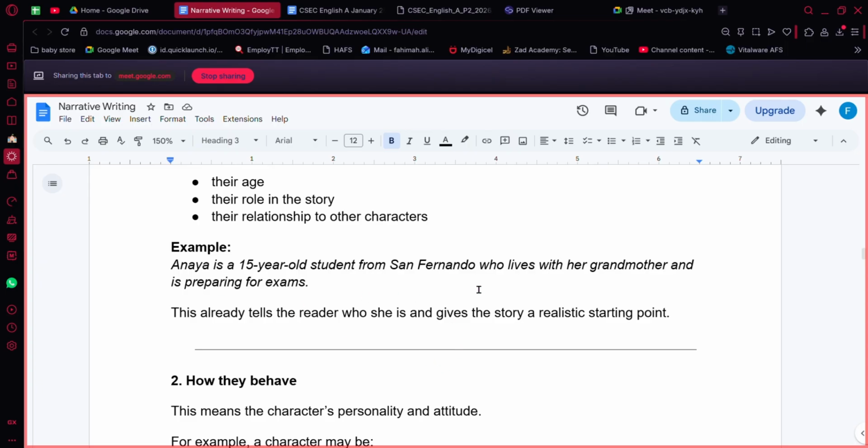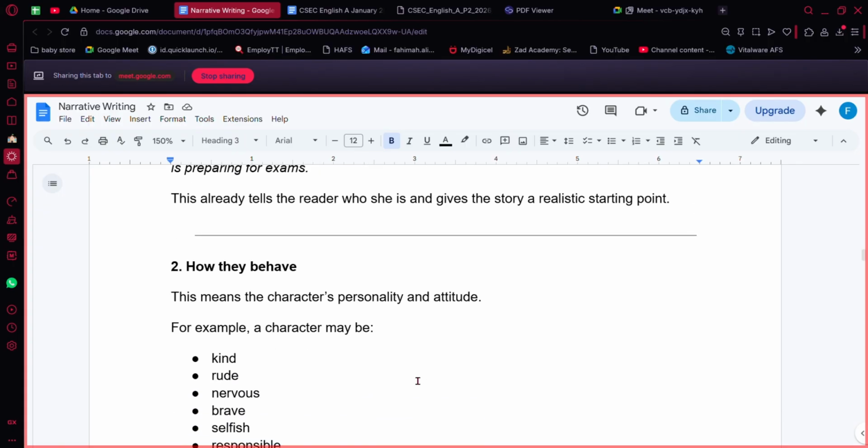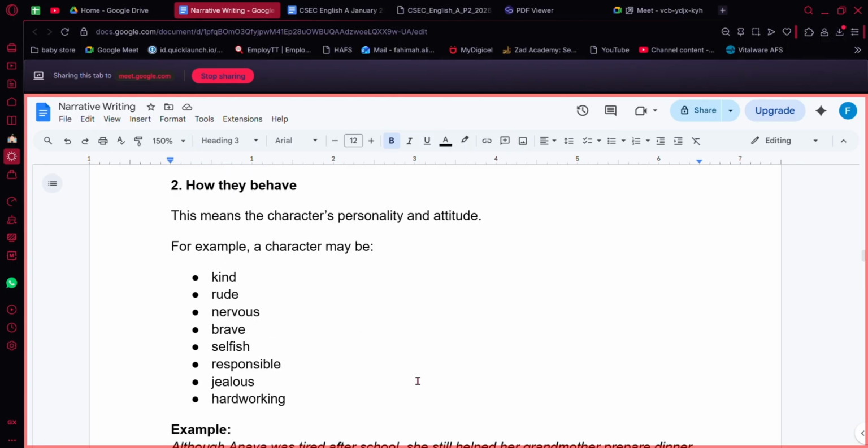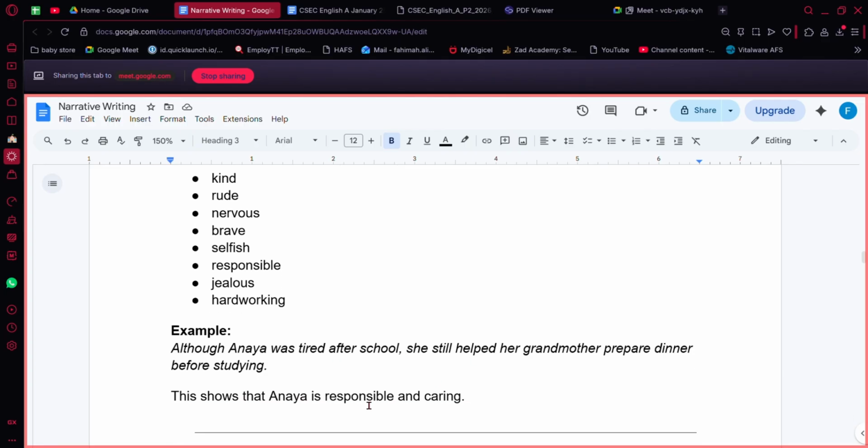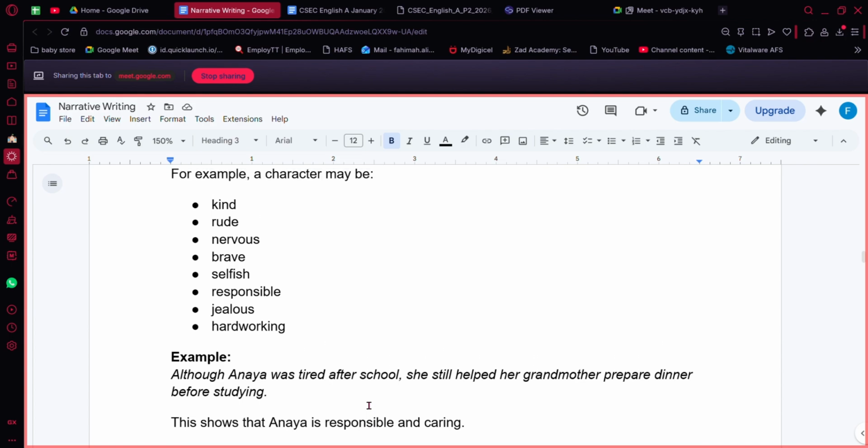We also must know how the character behaves. So this means telling us about the character's personality and attitude. So for example, your character might be kind or brave or jealous or hardworking. So you need to state that in your story. But you cannot just outright state Anaya is hardworking, Anaya is brave. That is very flat and 2D. Nobody wants to be told things like that.